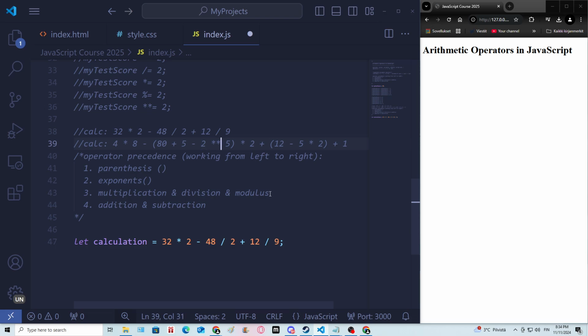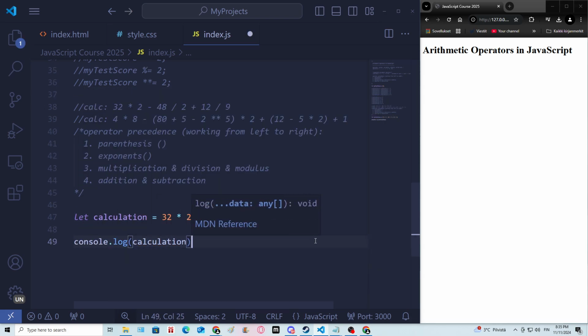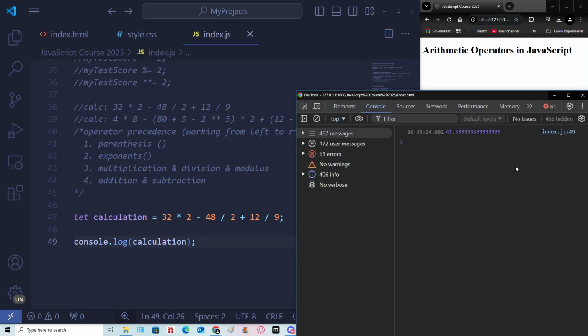Let's say right over there and right over there. Alright. Maybe one is gonna be enough. Okay. Anyways, let's do the first calculation. Actually, I can console.log calculation. And why not just show it?